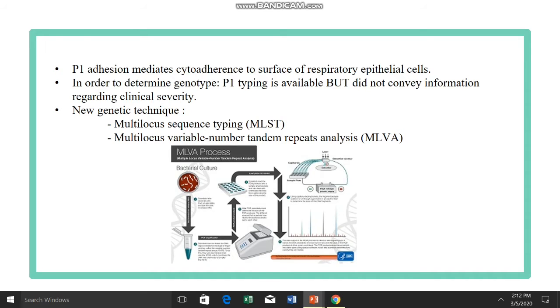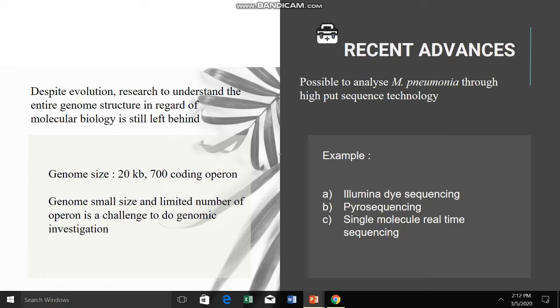skin rash. Next, P1 adhesin mediates cytoadherence to the surface of respiratory epithelial cells. So in order to determine the genotype, P1 typing is used, but it does not convey information regarding clinical severity. So new genetic techniques are used, which are MLST and MLVA. Despite this evolution, research to understand the entire genome structure in regard to molecular biology is still left behind.